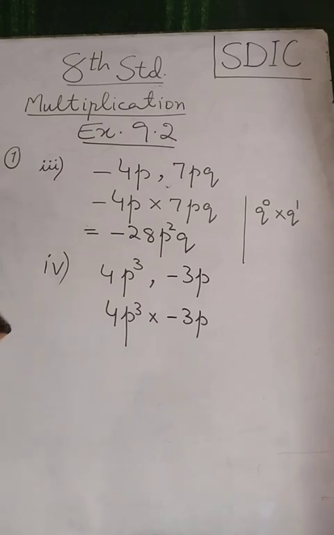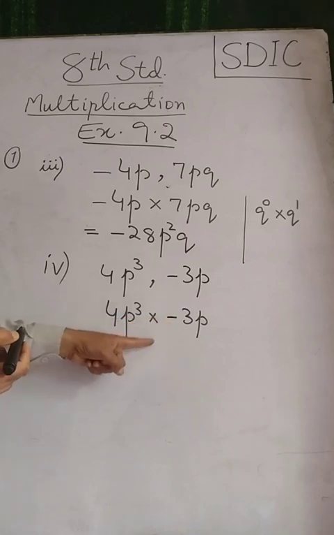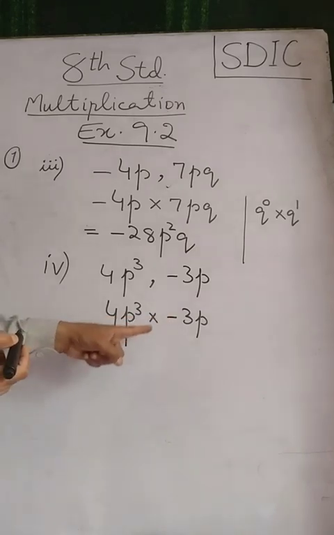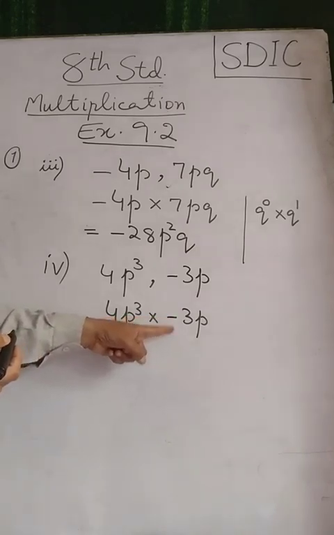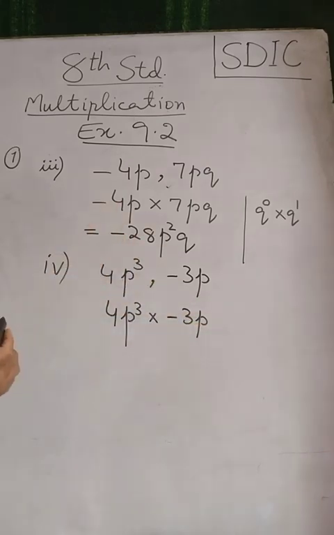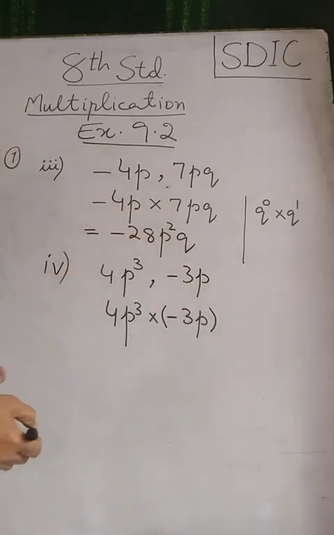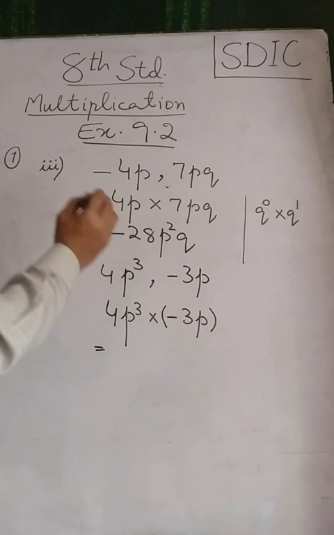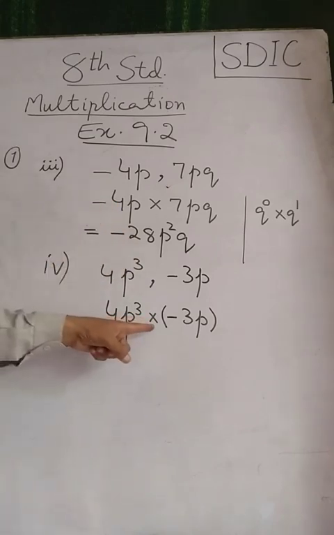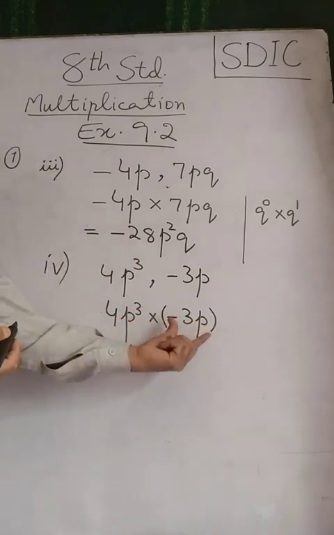Now, earlier you were told wherever there are two signs together, like here multiplication and minus, we have to write them together, then the second sign along with that term is put in the bracket. So minus 3p will be kept in the bracket to separate the two signs. And then the same procedure will be used. We have to multiply two monomial expressions.